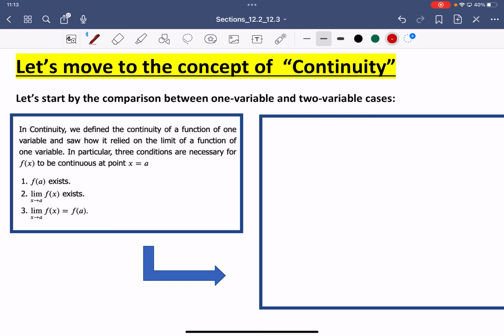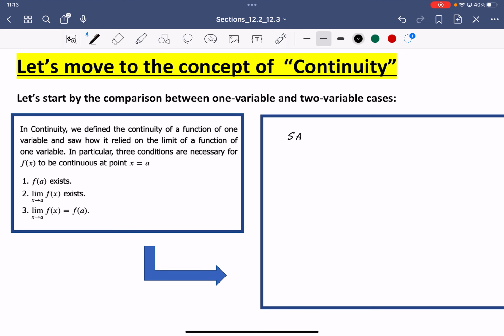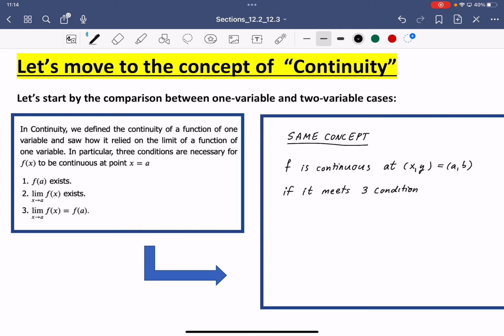So in calculus 2, you're gonna have the same concept as in calculus 1. If you want to check the continuous property, you have to check the three conditions. So f is continuous at the point (x, y) equal to (a, b) if it meets three conditions. Number one, you need f at (a, b) to exist.